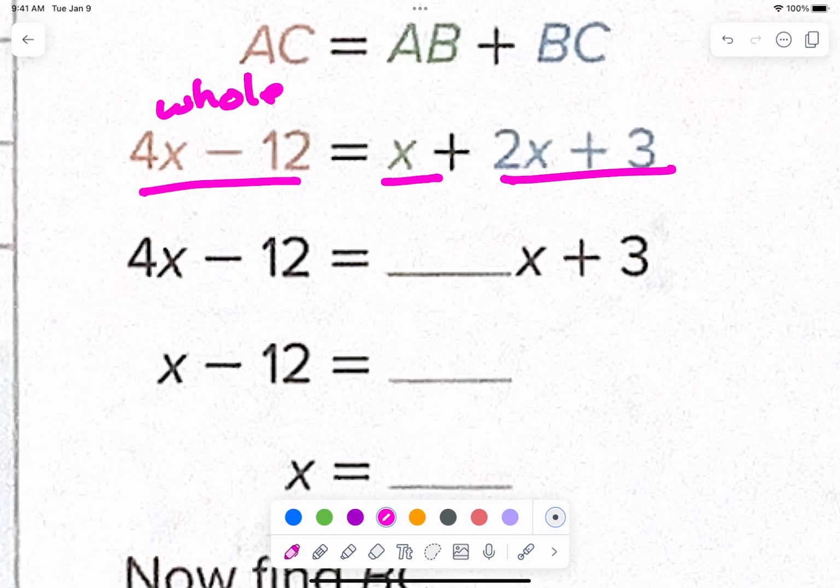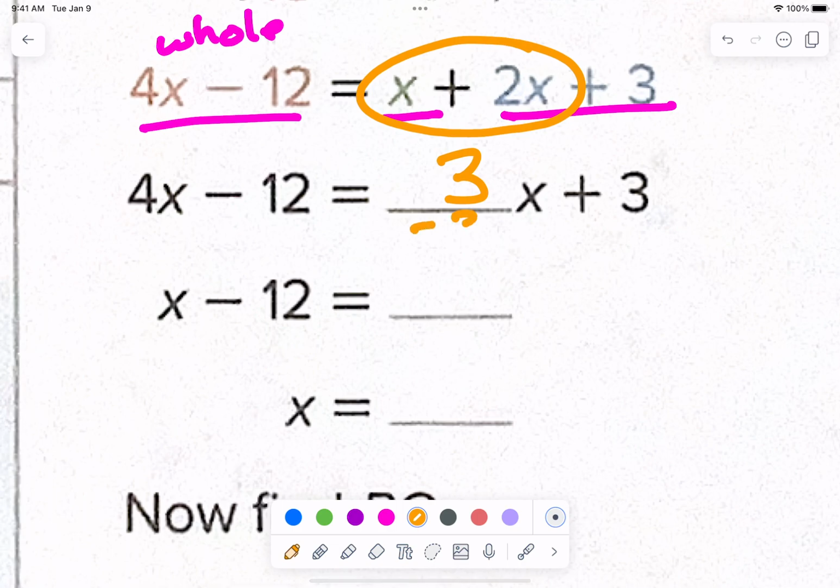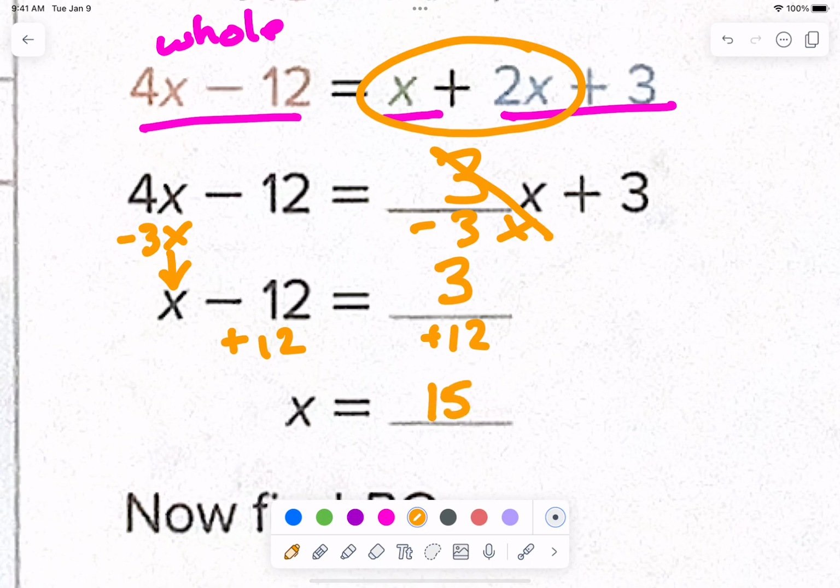All right, what would you like to do first? What did they do? What are they wanting you to do first? Add the X and the 2X together, right, to make 3X, okay? Then what did you do? Subtract the 3X over, yep. Okay, subtract 3X, and 4X minus 3X is just X. They've got X minus 12 equals 3. Okay, then what? Add the 12, so X is 15.